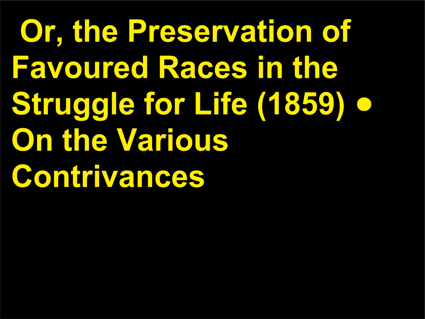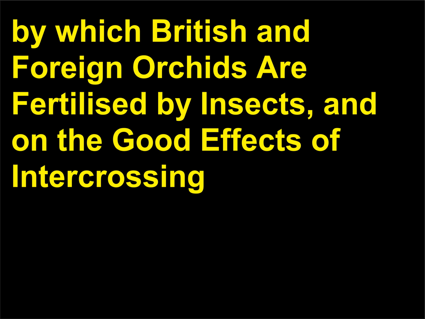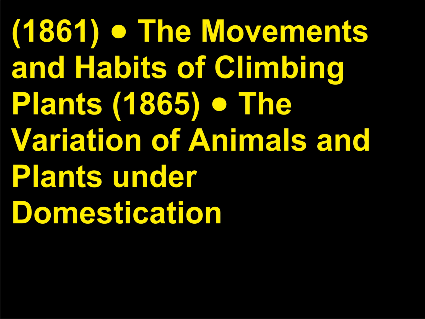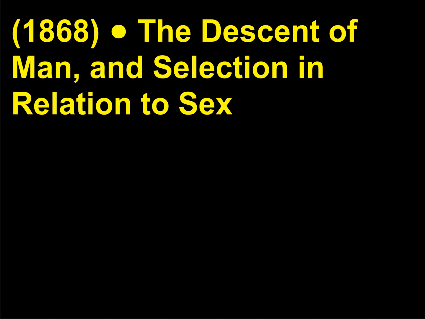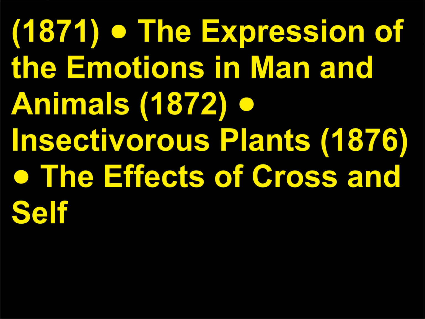1859, On the Various Contrivances by which British and Foreign Orchids are Fertilized by Insects, and on the Good Effects of Intercrossing. 1861, the Movements and Habits of Climbing Plants. 1865, the Variation of Animals and Plants under Domestication. 1868, the Descent of Man, and Selection in Relation to Sex. 1871, the Expression of the Emotions in Man and Animals.